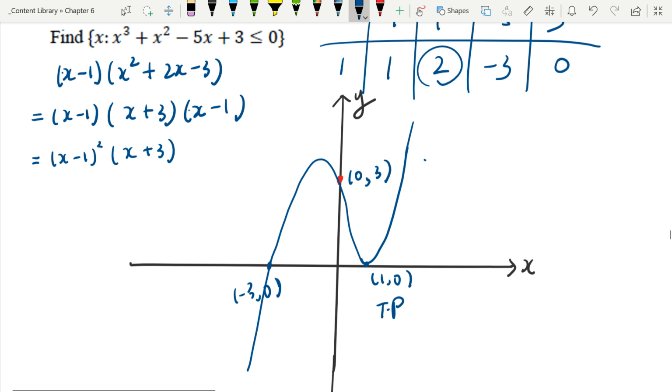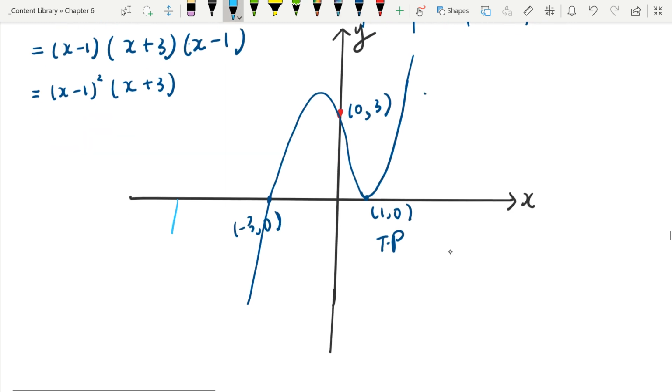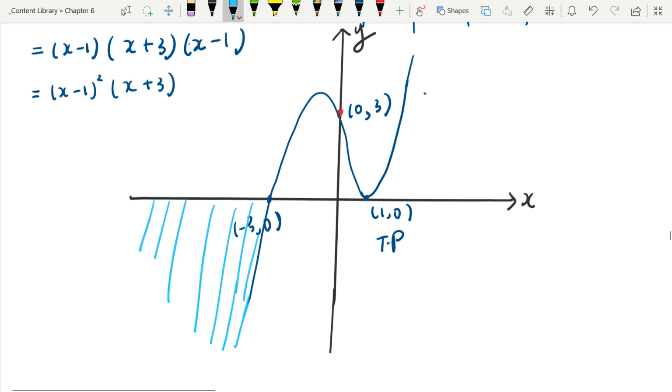And we want the value less than or equal to 0. So we want less than or equal to 0, which is the negative values, negative y values. But there's also one point eligible. What point is that? Less than or equal to 0. Is there another point equal to 0? 1. So this will be the solution as well.